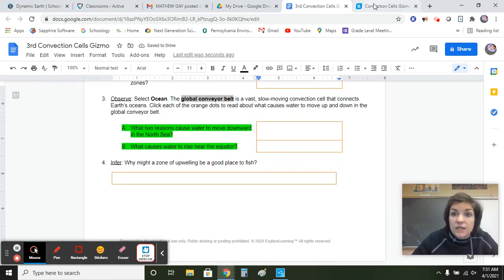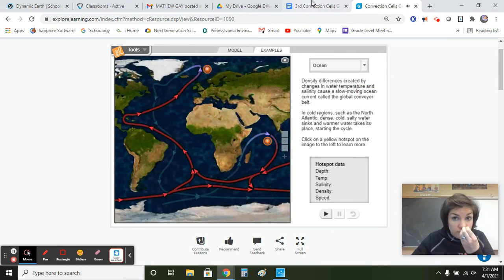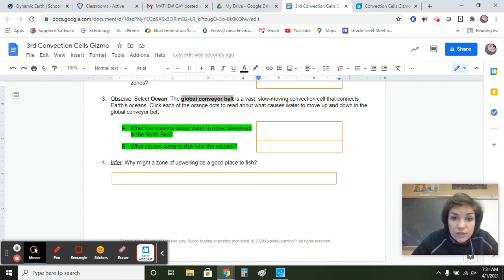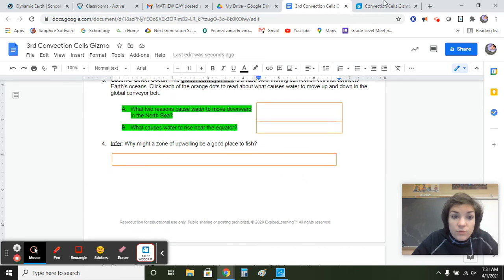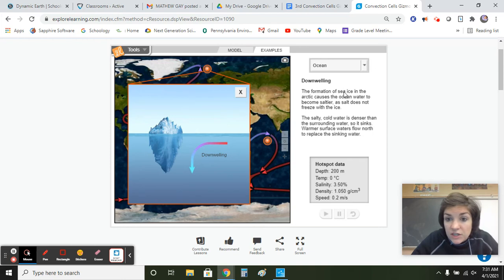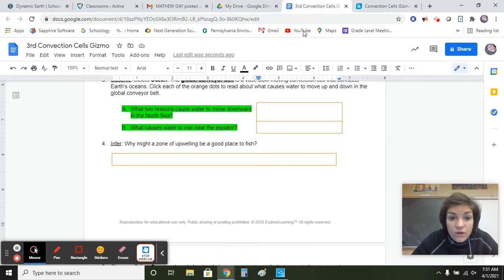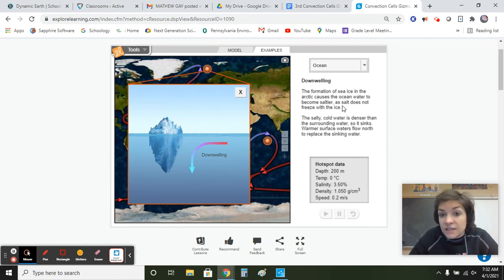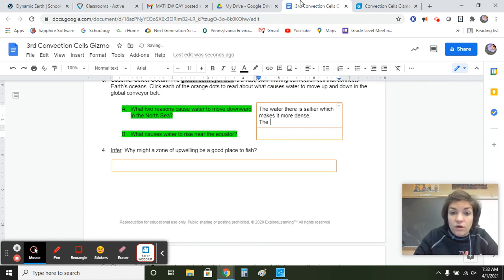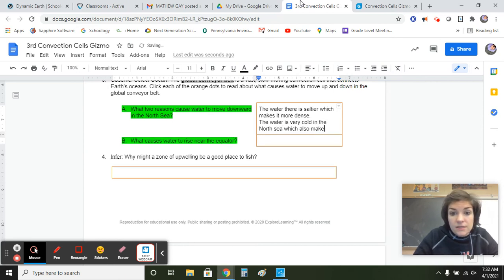So now we're looking at the ocean. Let's go ahead and click ocean. That's the global conveyor belt of water. Click each of the orange dots to read what causes water to move up and down in the ocean. What two reasons cause the water to move downward in the North Sea? Up here, this is the North Sea. It says the formation of sea ice in the Arctic causes the ocean water to become saltier, which makes it more dense. Salt doesn't freeze with the ice. The salty cold water is denser than the surrounding water. The water is very cold in the North Sea, which also makes it denser.